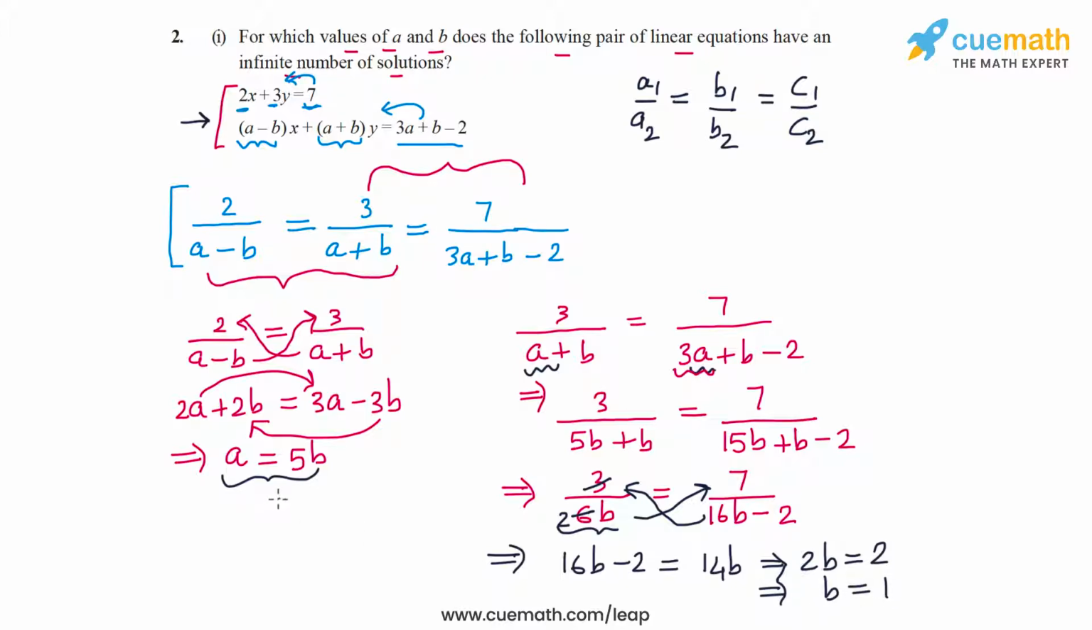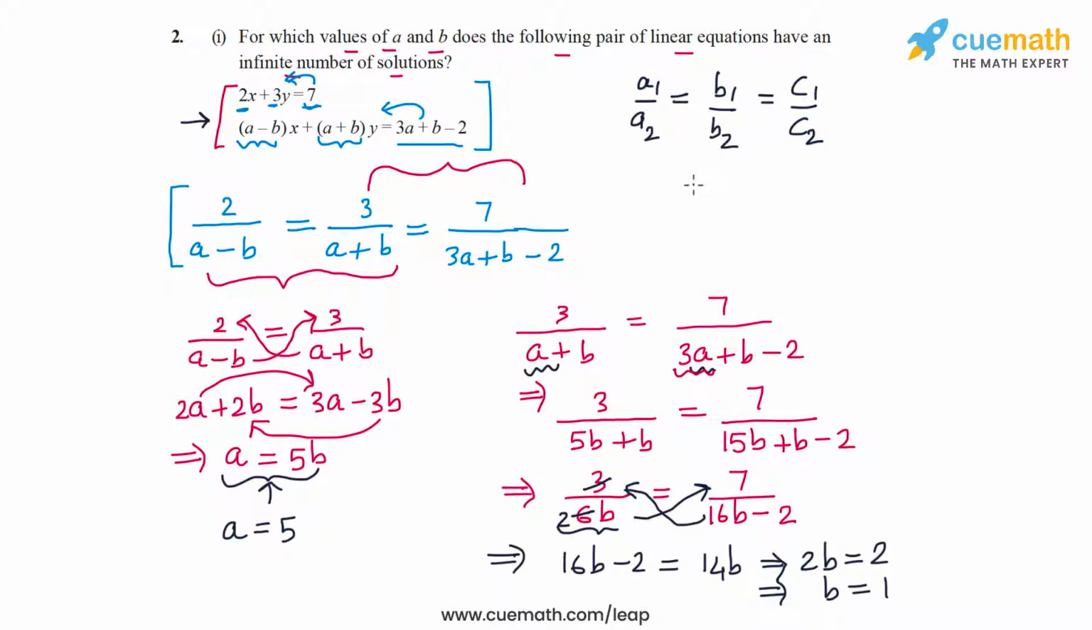So we get b equal to 1, and because a is equal to 5b, we get a is equal to 5. So the values we get for a and b are a equal to 5 and b equal to 1. Now let's verify if we will actually get an infinite number of solutions for this pair.